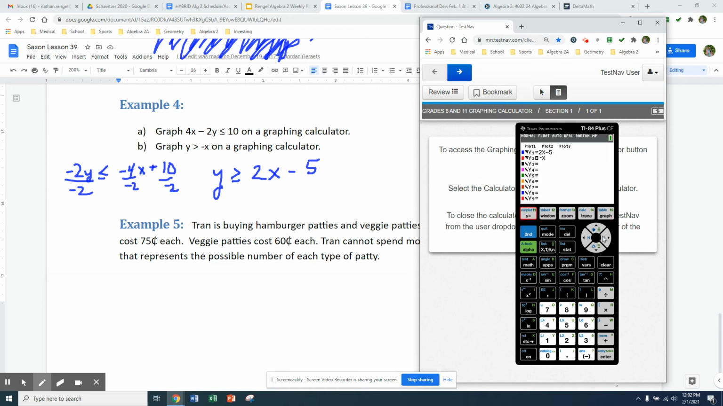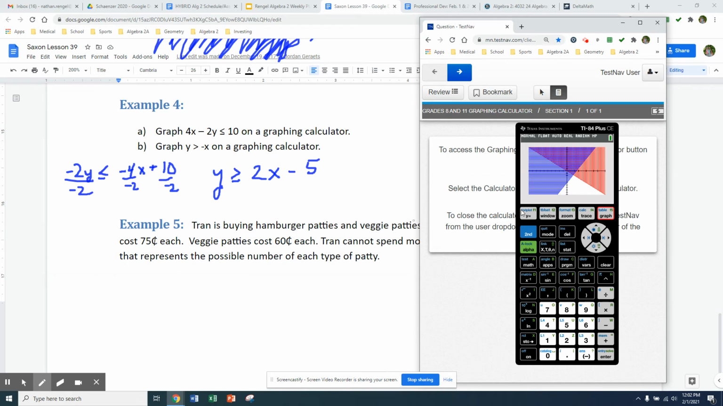So you could go back to y equals, maybe turn this one on too. Hit graph, and now you've got both of them, and we're going to start looking at this purple area, which is where the two graphs will intersect. So that'll be eventually what we start looking at here shortly. But there's how you can use your graphing calculator to graph those out.